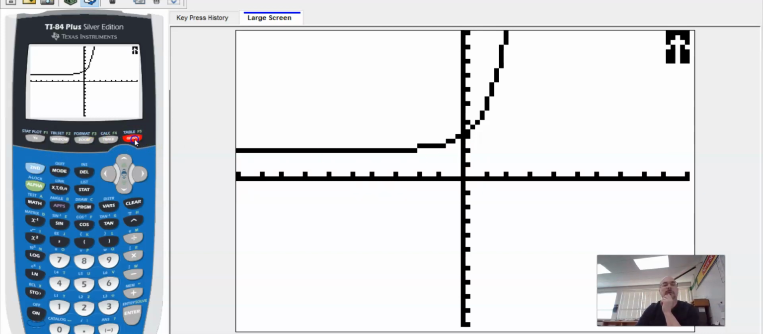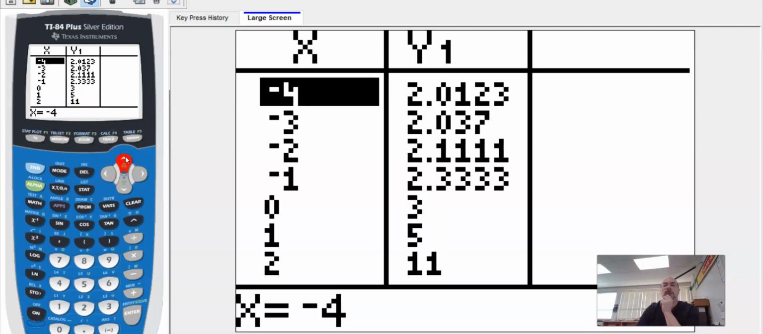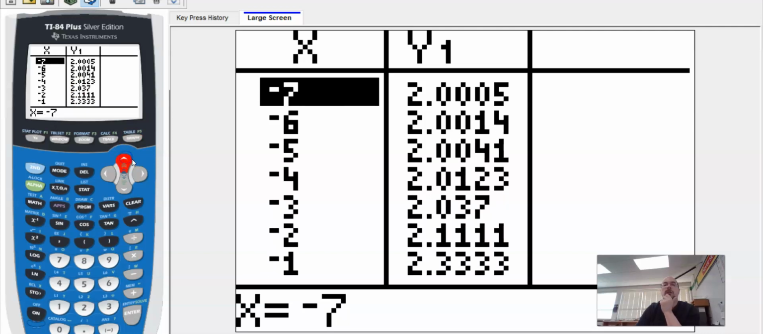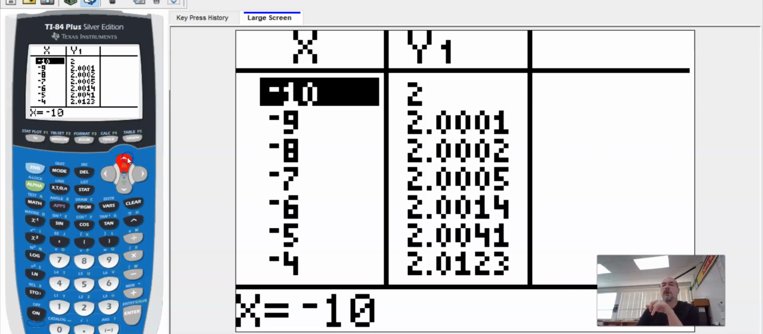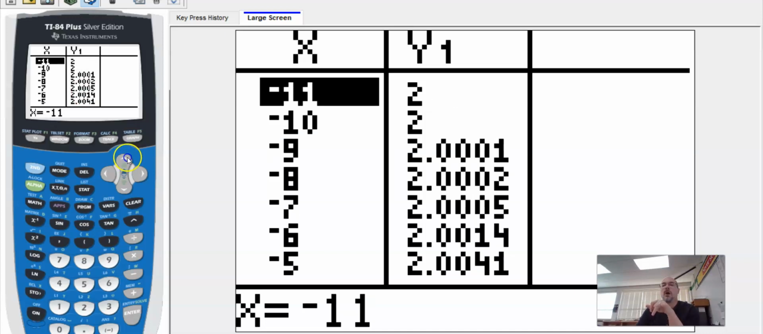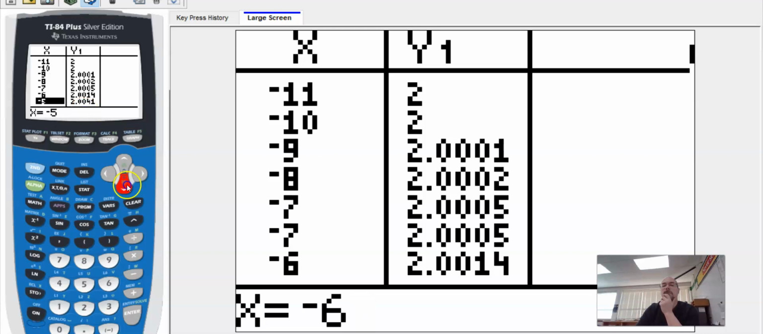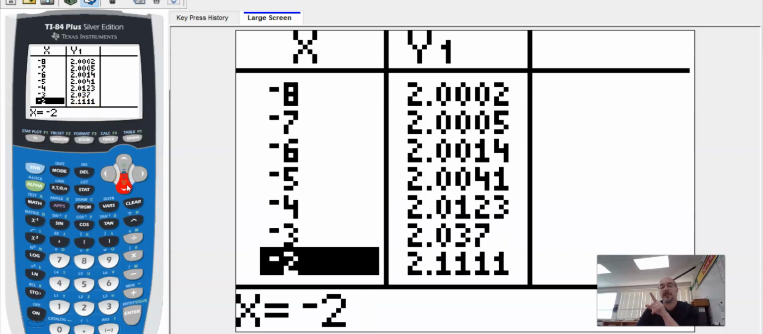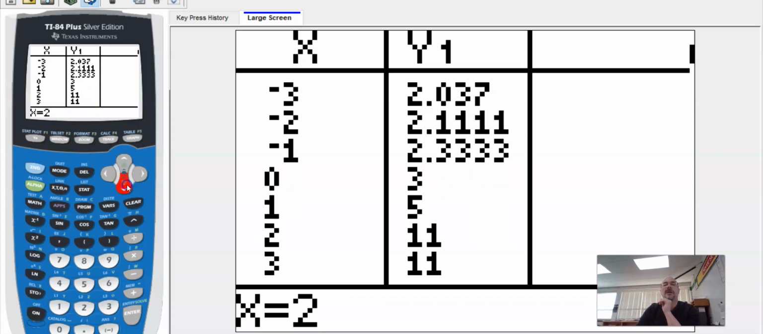Okay, let's look at the table. All right, so let's see what's going on here. All right. Look at the y values. 2.0001. Look, now it's just staying at 2. Oh, that's pretty cool. Okay, let's go back down. Now, technically, it's not reaching 2, but we'll talk about that in a second.